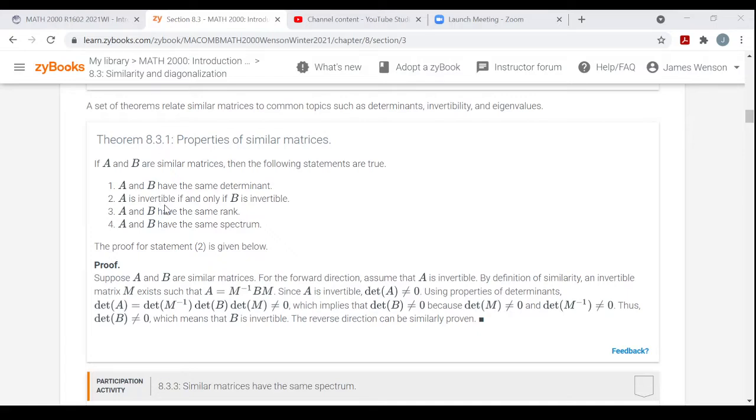A is invertible if and only if B is invertible. All this comes from the fact that they have the same determinant, right? If they're both determinant 0, then they're both not invertible. And if they both have determinants that aren't 0, like in my example with the negative 11, then they're both invertible. All right, so statement 2 is just saying that two similar matrices are either both invertible or they're both not invertible.